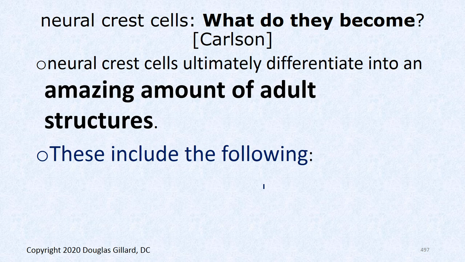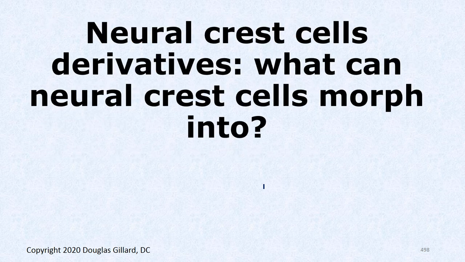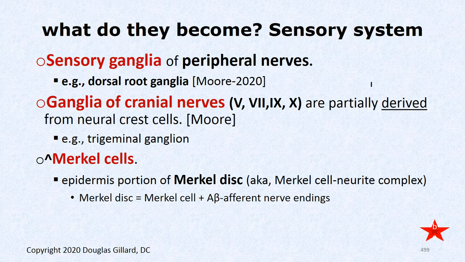And they travel, and they morph into, they're pure stem cells. They morph into an amazing amount of tissue, so you've got to know this stuff. Let's see what they turn into. If you see the word ganglia in a question, what's the derivative of a sensory ganglia? Think neural crest cell, because many ganglia are derived from these. Ganglia in the peripheral nerves, like our dorsal root ganglia, are called sensory ganglia. The ganglia of cranial nerves 5, 7, 9, and 10 are all partially derived from neural crest cells, like the trigeminal ganglion. It's got so many AKAs, Gasserian ganglion, semilunar ganglion. It's got a ton of AKAs.